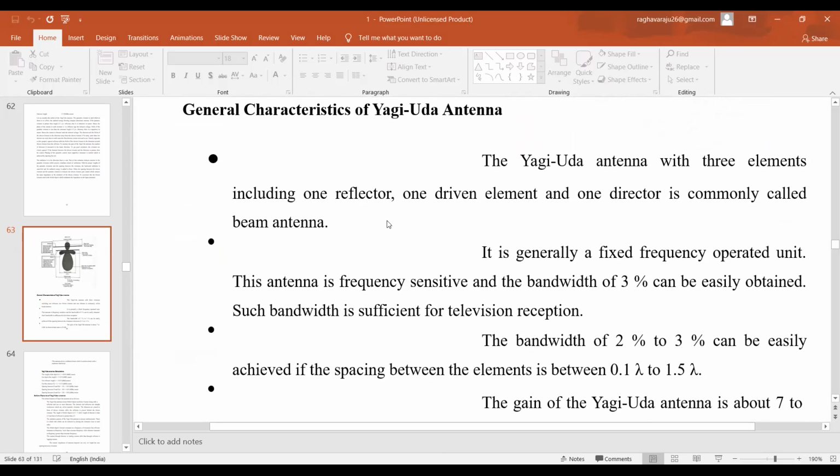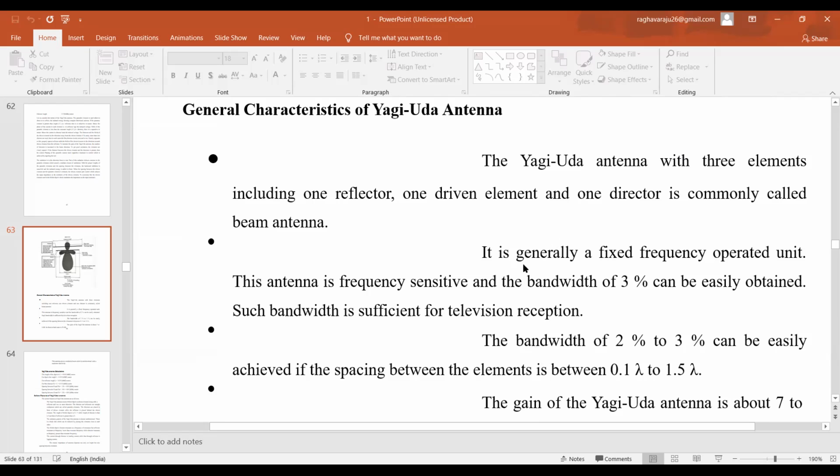General characteristics. These are the main half-wave dipole general characteristics. It has 3 elements, including one reflector, one driven element, and one director, and is commonly called the beam antenna, the Yagi antenna.